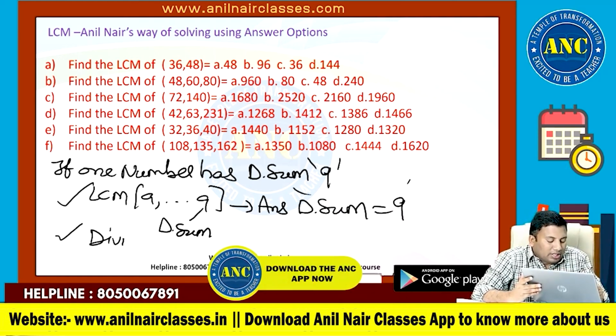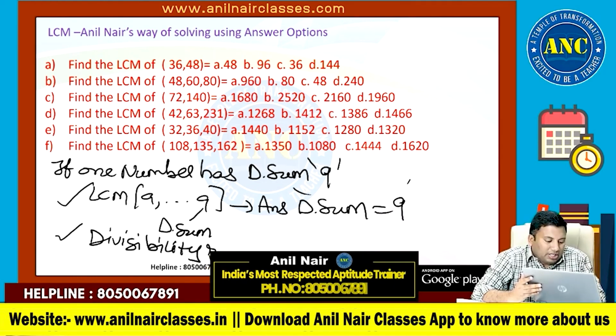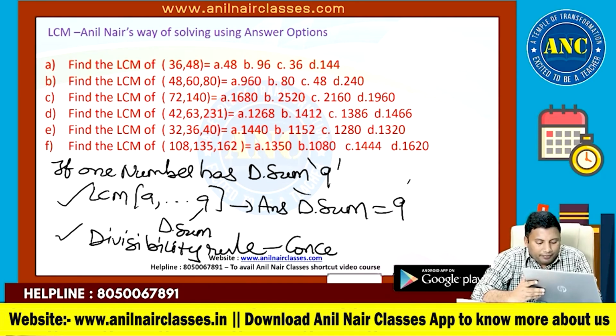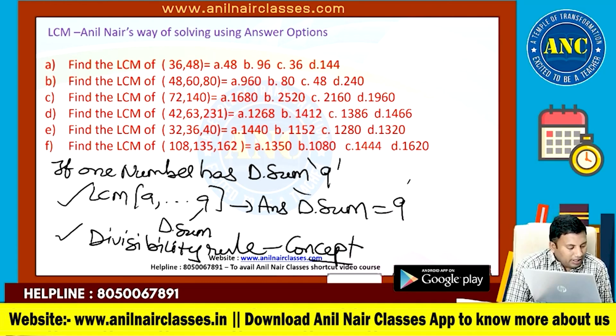Second one, divisibility rule concept. If more than one answer option has the same digital sum, use the divisibility rule concept. These three, divisibility rule concept. I hope it is clear.